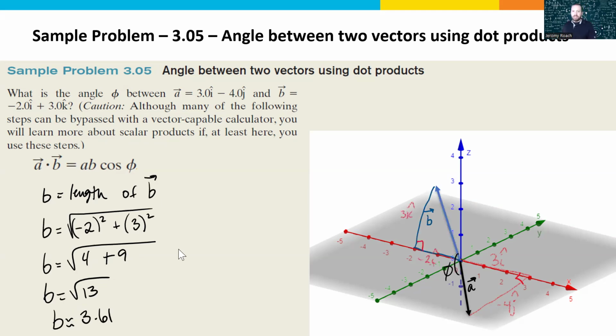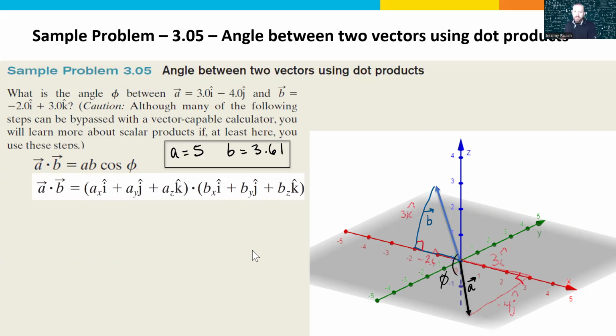For B, we want to find the length of B. We have the unit vector notation there. So we write that B is equal to the square root of the x component of B squared plus the z component of B squared. And so we get 4 plus 9 is 13, and the square root of 13 is about 3.61 for B. So all we've done so far is we found out what A is, that's the black line, and what B is, that's the blue line.